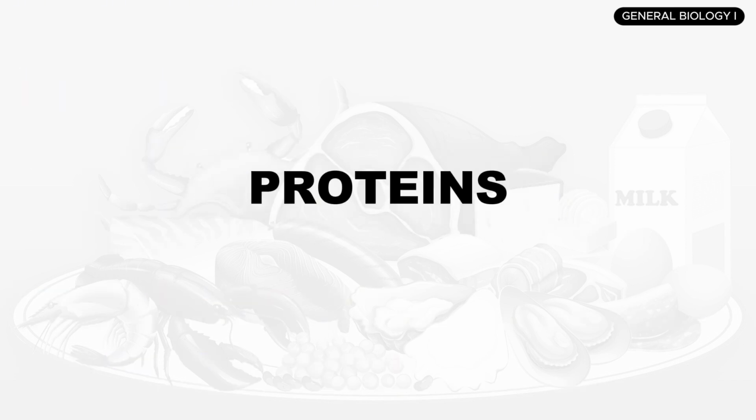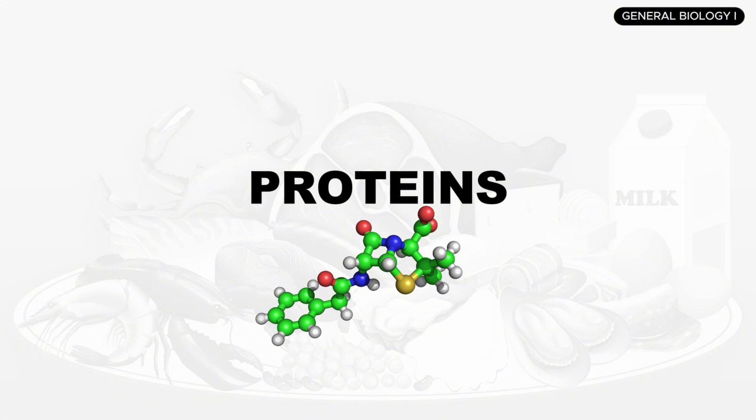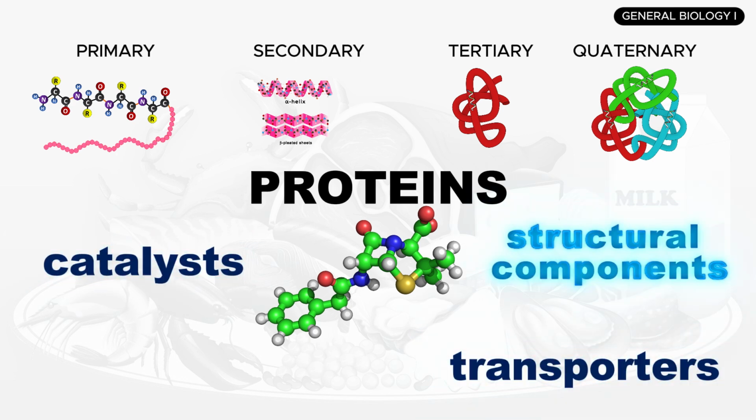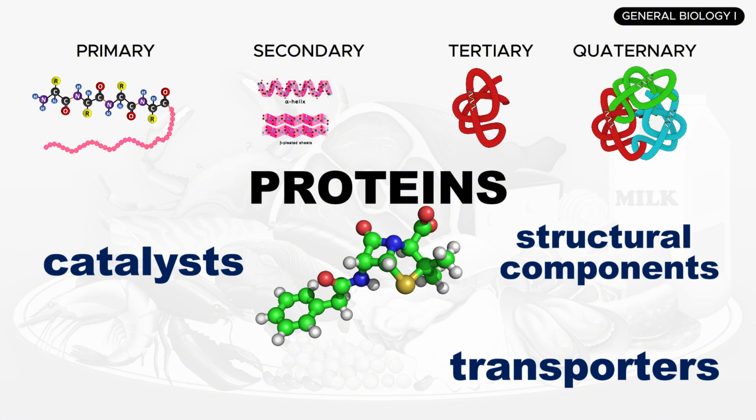To summarize, proteins are essential biological molecules involved in nearly every process within the cell and the body. Their structure, from primary to quaternary, dictates their function, and their diversity allows them to serve roles as catalysts, transporters, structural components, and defenders. Without proteins, life as we know it would not be possible.